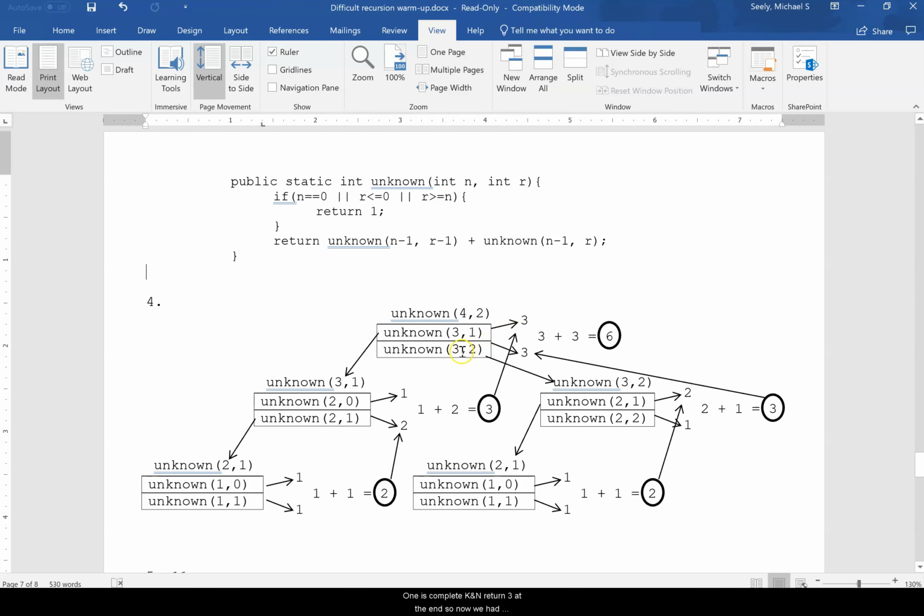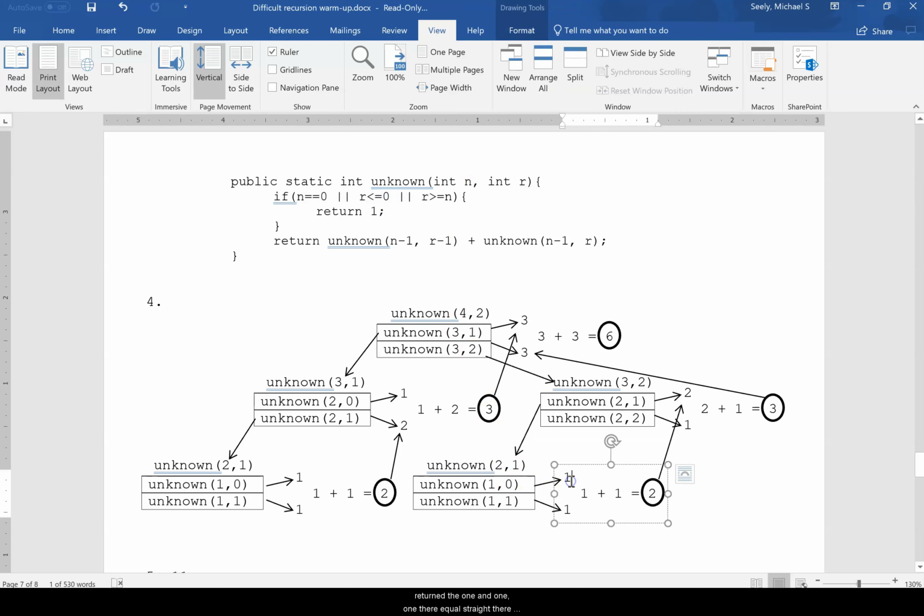So now we got to come down here to 3 comma 2. So n is 3, r is 2, 3 minus 1 is 2, 2 minus 1 is 1. None of the criteria up here are met, so we do 2 comma 1. So 2 minus 1 is 1, 1 minus 1 is 0, so that gets hit here, so it returns 1. And 1 comma 1, they're equal, so that returns 1. 1 plus 1 is 2. It gets passed up to this one right here, so this is done.